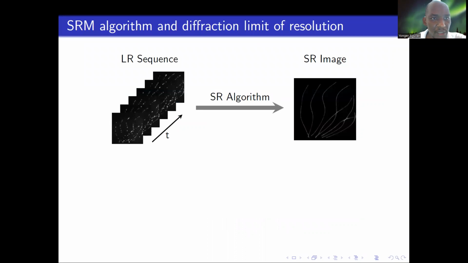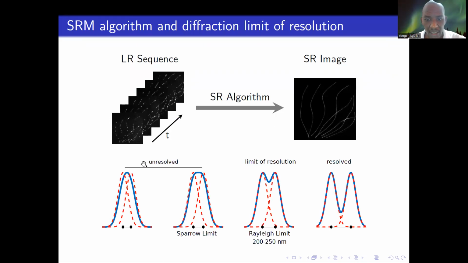Common super-resolution microscopy algorithms use a low-resolution sequence to get a super-resolution image. This is because the information is stored along the image sequence by the blinking of the emitters. If we have emitters at the limit of resolution, for example the Rayleigh criterion, which is in the range of 200 to 250 nanometers, we say that we are at the limit of resolution.